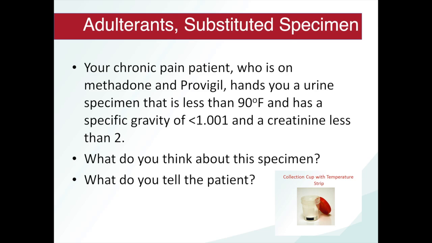Another case, a chronic pain patient is on methadone and Provigil, hands you a urine specimen that is less than 90 degrees and has a specific gravity of less than 1.001 and a creatinine of less than 2. Well, what do you think about this specimen? Well, it doesn't, number one, appear to be normal urine with a specific gravity close to that of water and a creatinine of less than 2.